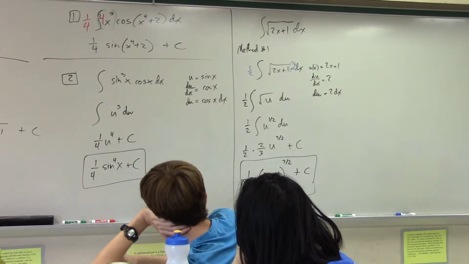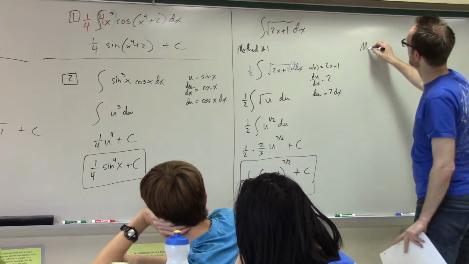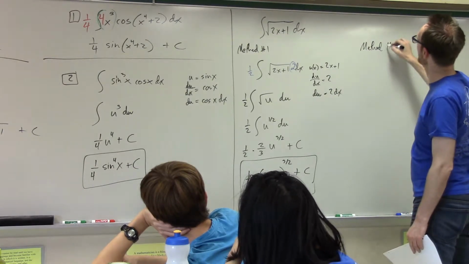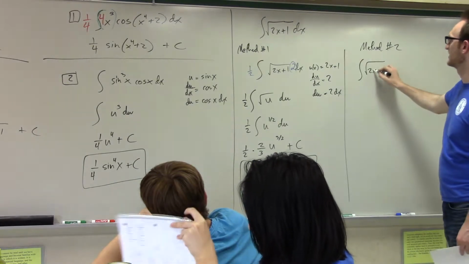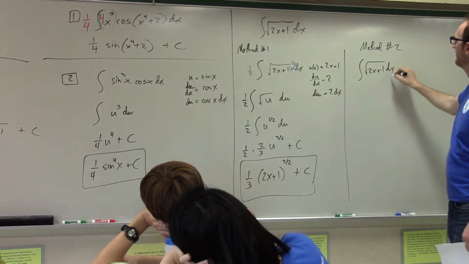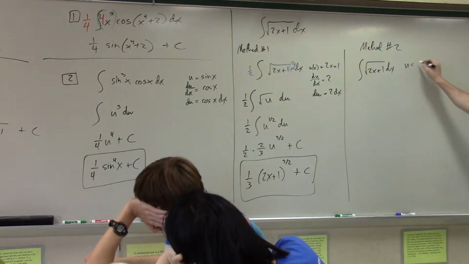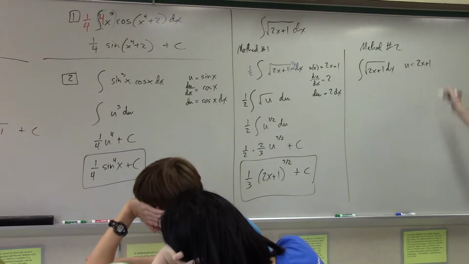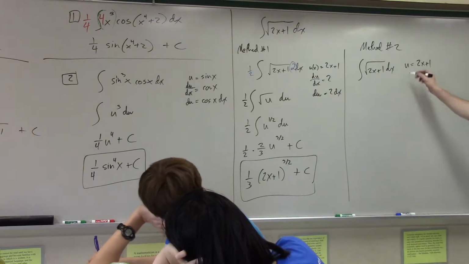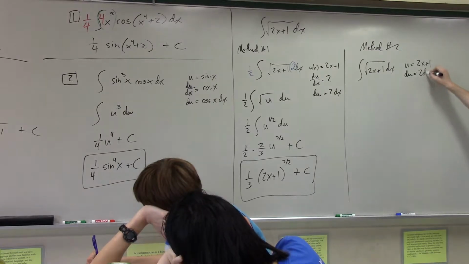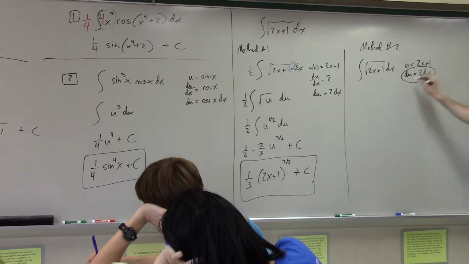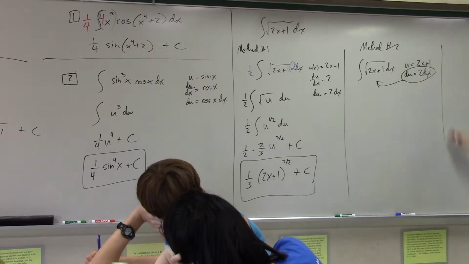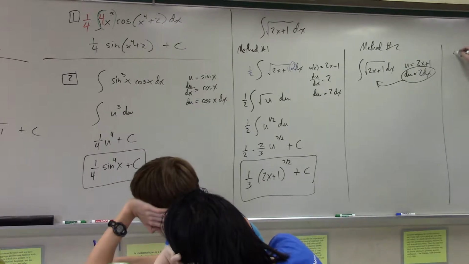So that's that. Okay, method number 2 is basically the exact same thing, but it's a little bit of a shortcut. I just go 2x plus 1, and then I just say du is 2 dx. And just never mind the whole du dx thing. And then you just take it from there. Wait, that's the same thing? Yeah, it really is the same thing.